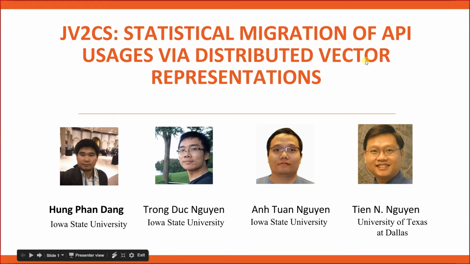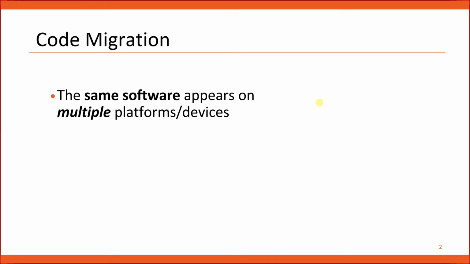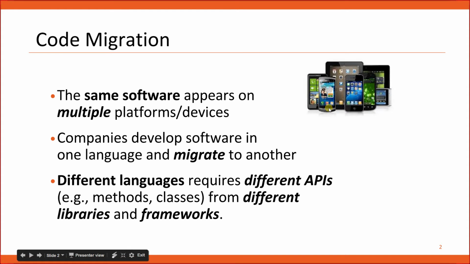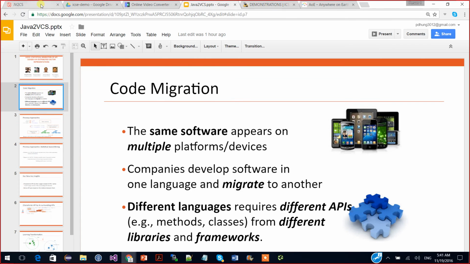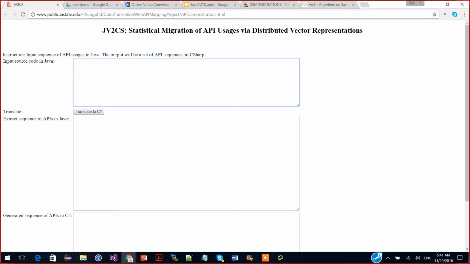Welcome to the demonstration video of JV2CS, a statistical migration tool from API usages in Java to C# in modern software development. Software vendors often want to develop a software product for multiple operating platforms and environments in different languages. Different languages require different API from different libraries and frameworks. To help the process of code migration, we introduced the J2VS tool to migrate API usages using statistical learning via distributed vector representation. Imagine you need to translate from a Java program.